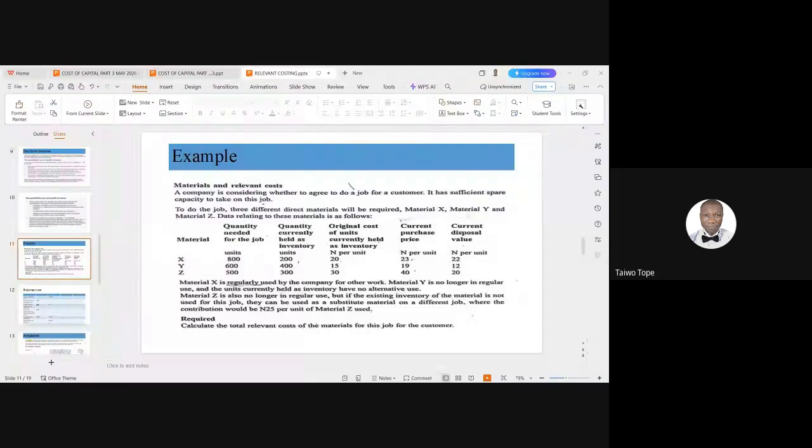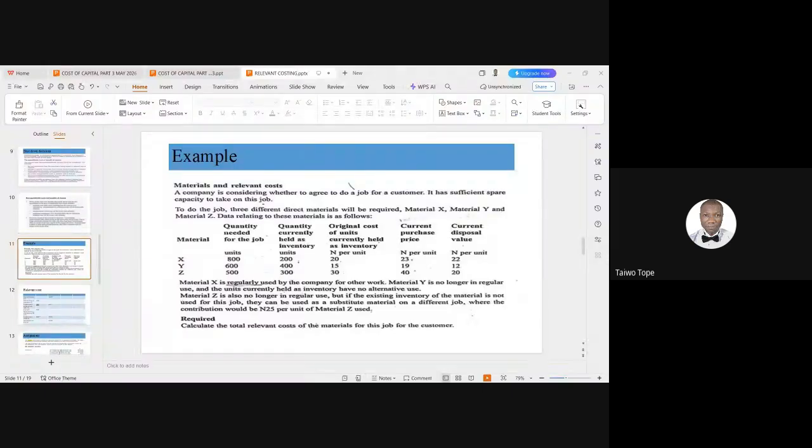But if you are now using it for this production, if you are not using it for this production, what will happen? You will sell it. You dispose. So, how many quantity do we need?